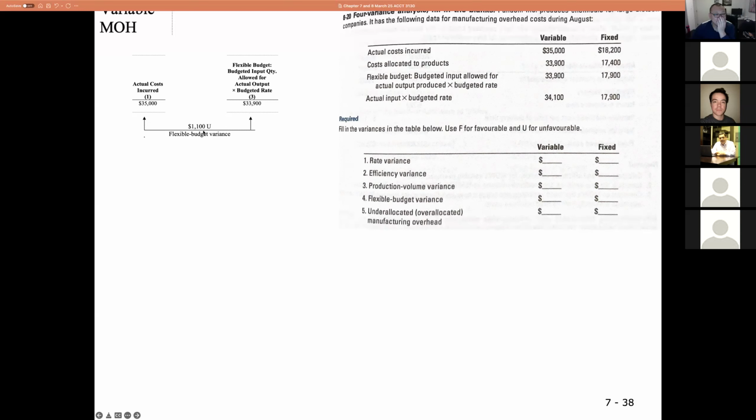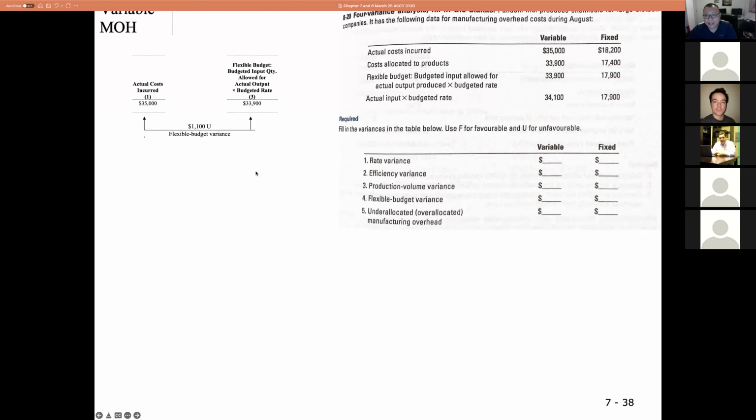That's not 1,100, right? Yes, that's 1,100. So this one is unfavorable because the actual cost is higher. Okay, actual cost is 1,100 more, right? So that's an unfavorable variance.